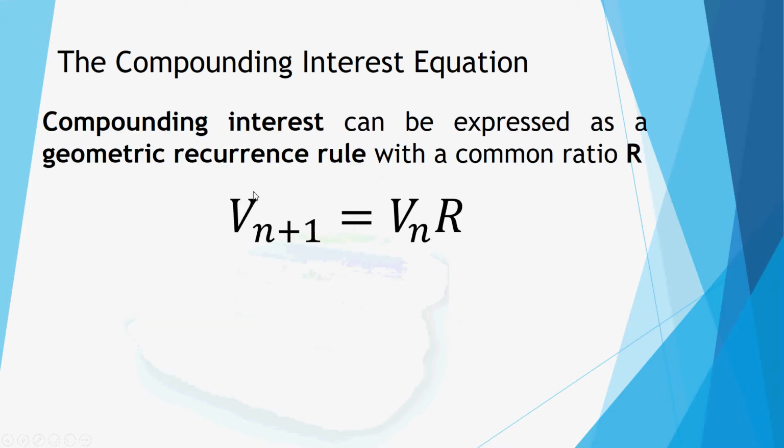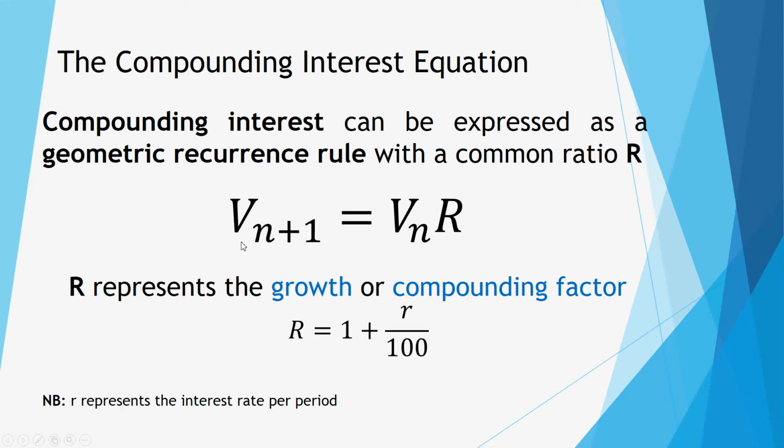First thing to recall is that a compounding interest equation really is based upon a geometric recurrence rule. Here we have a value. We multiply it by a ratio, we can work out the next value. This is exactly how investing compound interest works. That ratio R, when we're talking about compounding interest, is described as the growth or compounding factor. It's equal to 1 plus the interest rate over 100.